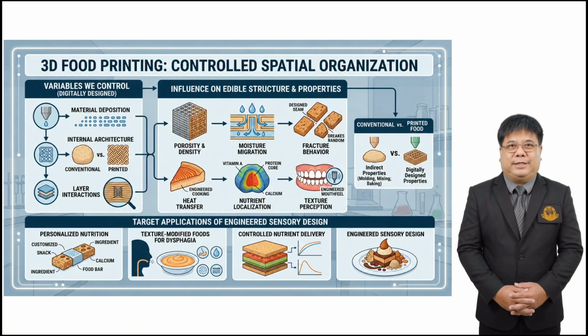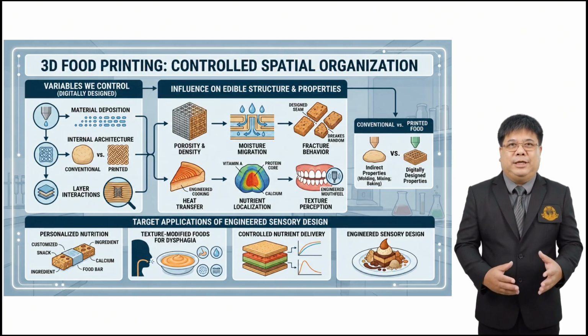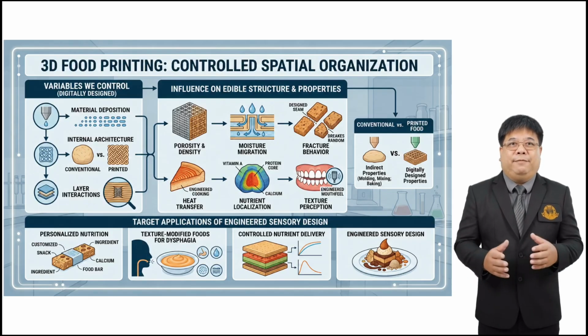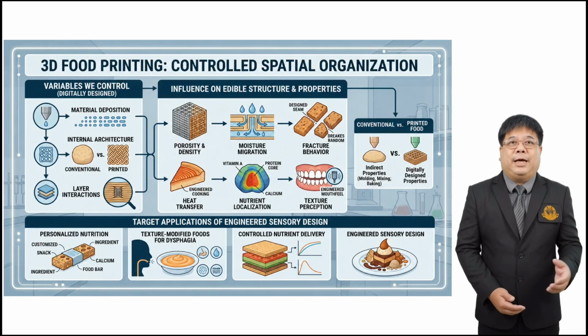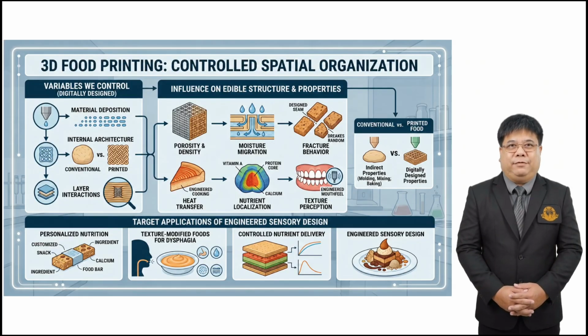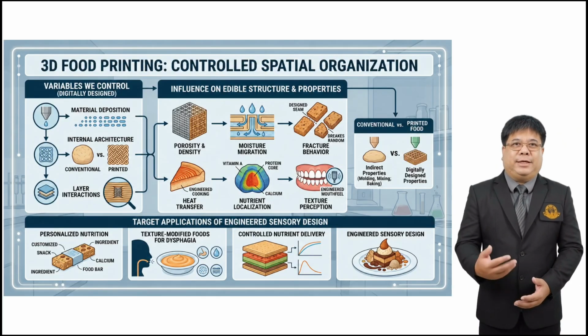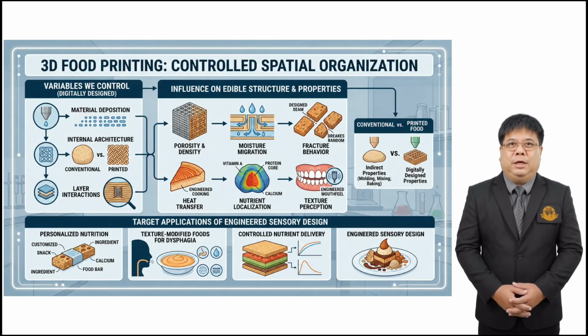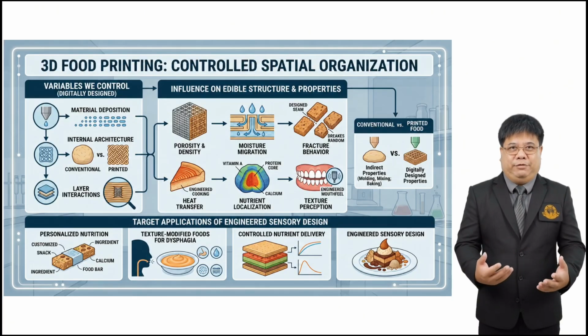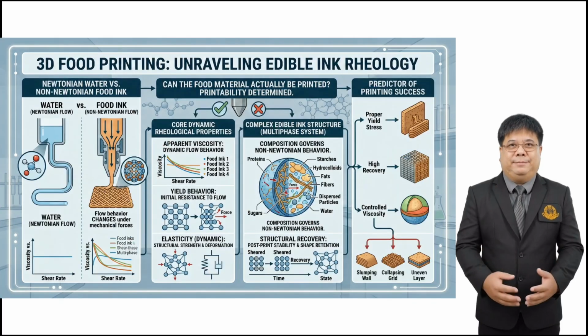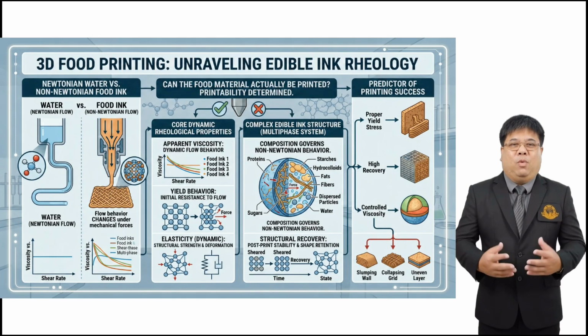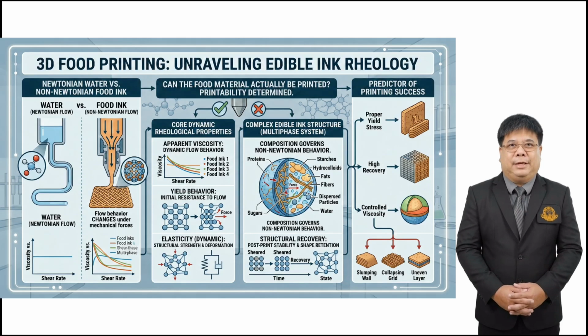In conventional food processing, many of these properties emerge indirectly from molding, baking, extrusion, or mixing. In food printing, they can be digitally designed as part of the fabrication process itself. This is one of the reasons why three-dimensional food printing has attracted interest for personalized nutrition, texture-modified foods for dysphagia patients, controlled nutrient delivery, and engineered sensory design. But before any of that becomes possible, one scientific problem dominates everything else. Can the food material actually be printed?